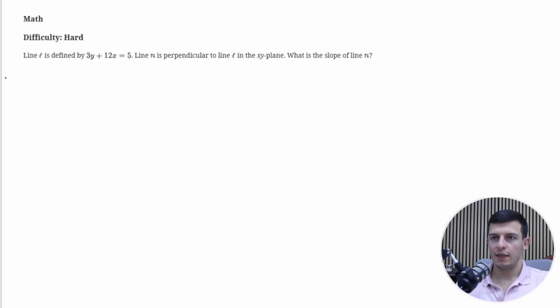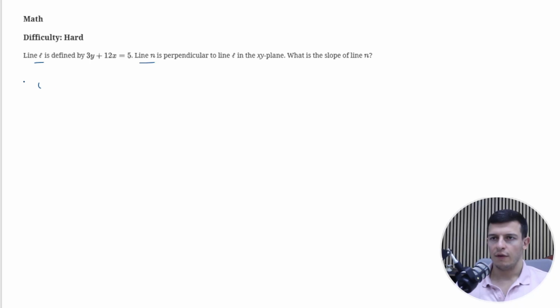Line L is defined by 3y plus 12x equal to 5. Line N is perpendicular to L in the xy plane. What's the slope of line N? Now that really shouldn't be part of the hard questions, although it is. It's basically the same question as, I think, question 2 or 3, right?